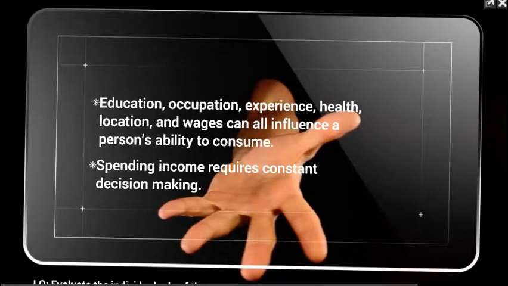Education, occupation, experience, health, location, and wages can all influence a person's ability to consume. Spending income requires constant decision making.